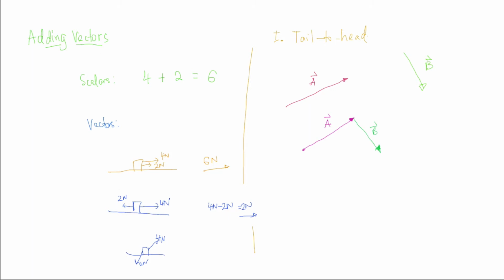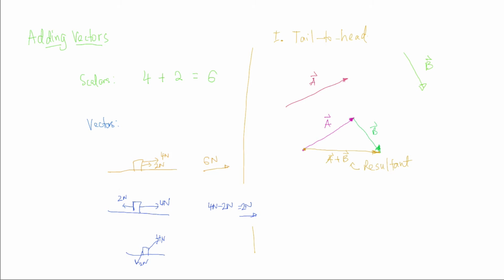Now, for vectors, I don't care where I started. I don't care what happens in between. All that matters is where I started and where I ended. Since I started here and ended here, my resultant, as they call it, is going to go all the way from the tail of A to the head of B, because the tail of A is where I started and the head of B is where I ended. So we call this A plus B, and the general name for it is the resultant. So the resultant of A and B is A plus B, represented by this vector here.